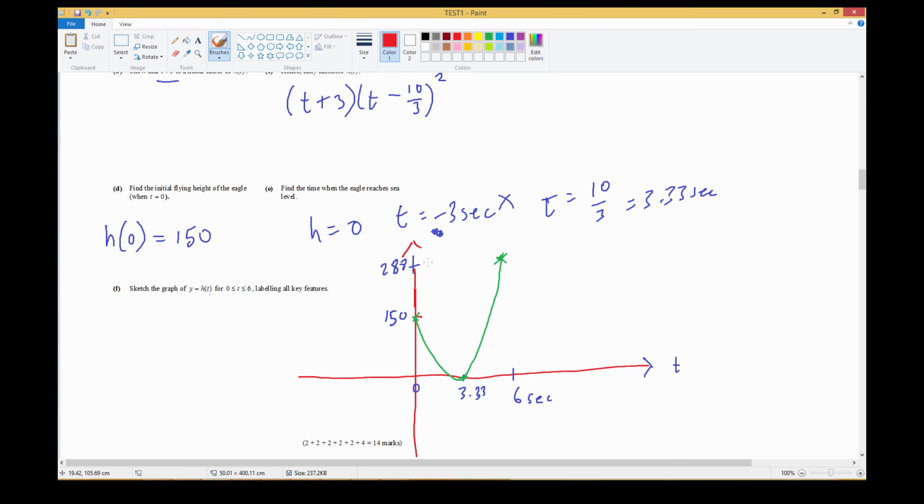Label your axes and everything like that. So this is height h, and this is t. And this is 6 seconds and 288. And anyway, when x equals 0, y equals 150. That's it.